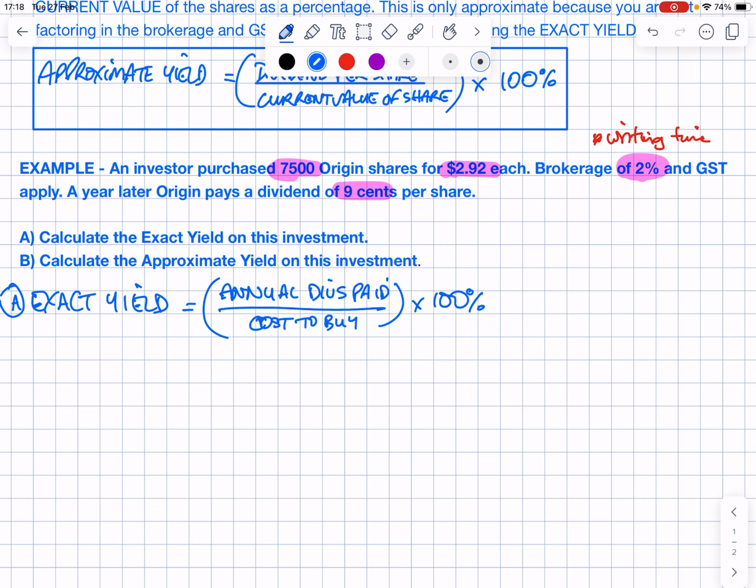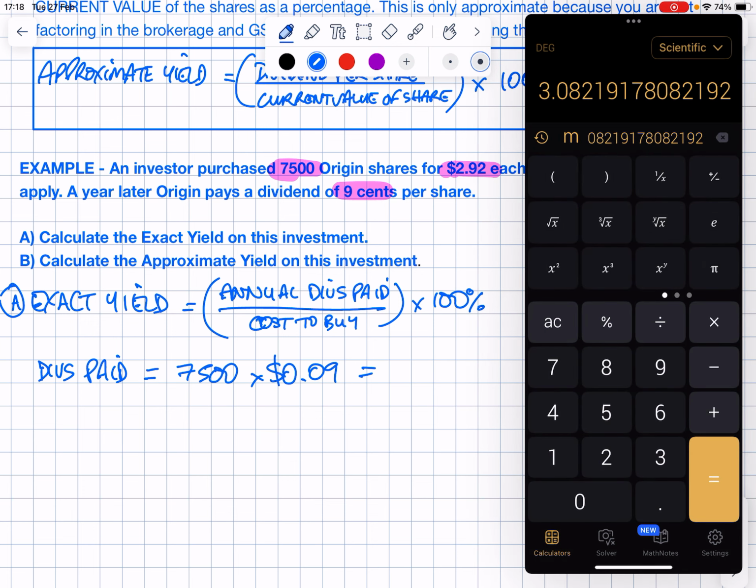So why am I rewriting that? Because I need to indicate that I need to find the annual divs paid. Divs paid equals, you had 7,500 Origin shares that are each paying you 9 cents, so 0.09. 7,500 times by 0.09, $675 for the divs paid. Cost to buy, well, we need to do a buying calculation.